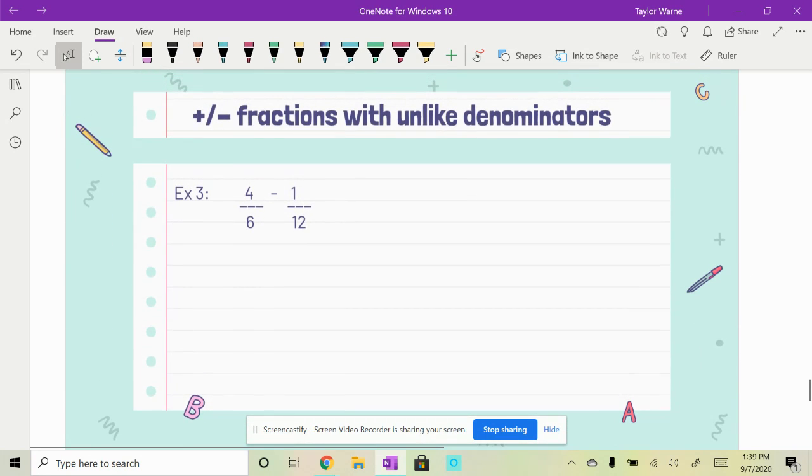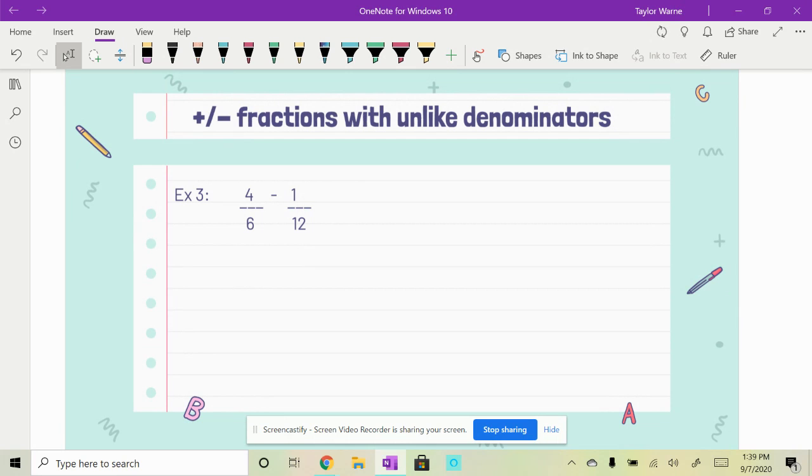At this time, with example number 3, I recommend taking a moment to try this problem on your own. Apply what we've learned, and then unpause it when you've finished and check your answer with ours. So, in example number 3, we have 4 divided by 6 minus 1 divided by 12. So we need to find a least common multiple between 6 and 12.